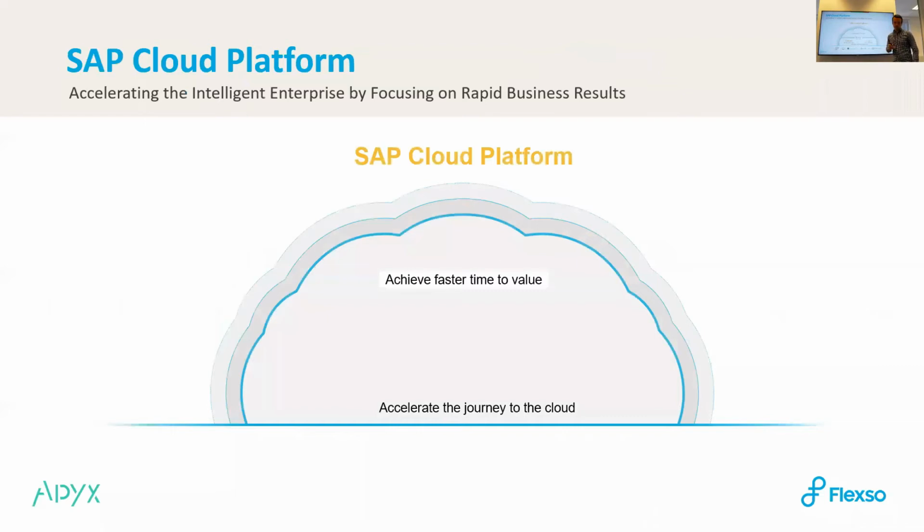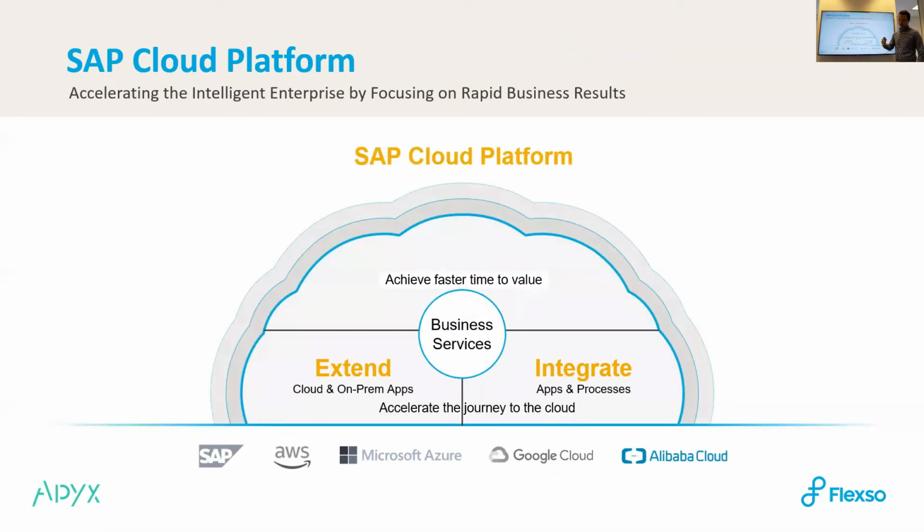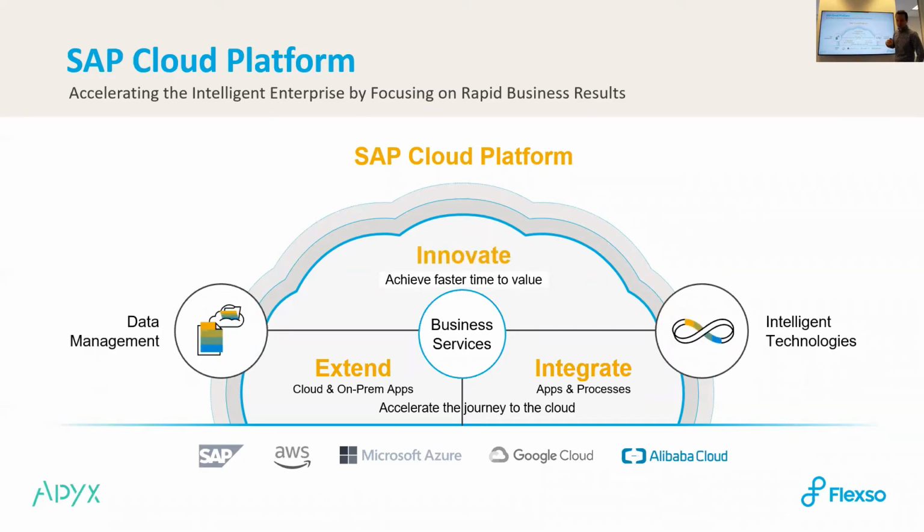SAP Cloud Platform is a platform as a service, so it's a platform that allows you to run intelligent applications, and it focuses on 3 important areas. First of all, we have the integration. You can integrate several applications and processes into an integrated business scenario. You can use SAP Cloud Platform to extend SAP applications, to create extensions on top of cloud or on-premise applications. You can also use it as an innovation platform. It helps you to quickly build innovative applications. It makes it easy to incorporate cutting-edge technologies like machine learning, AI, predictive analysis, chatbots, using the intelligent technology services.